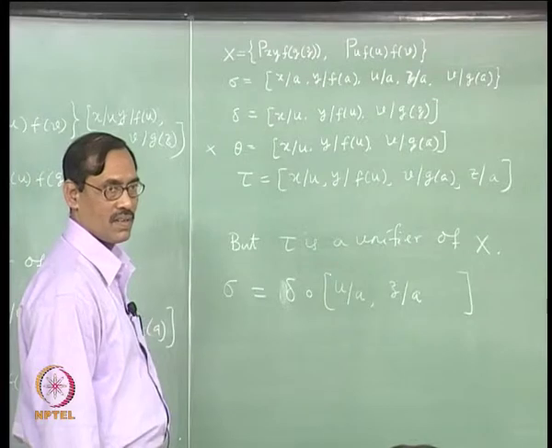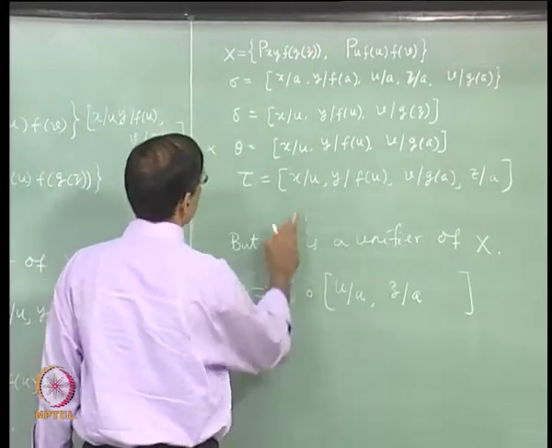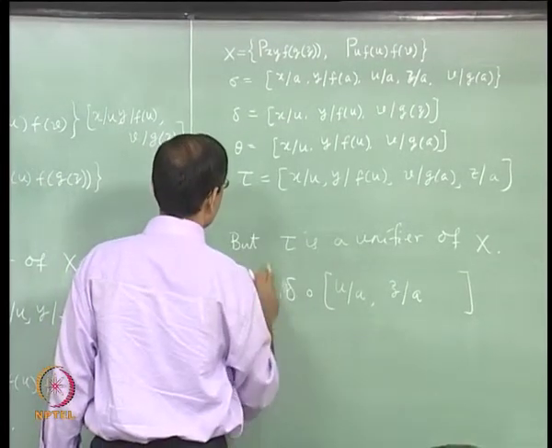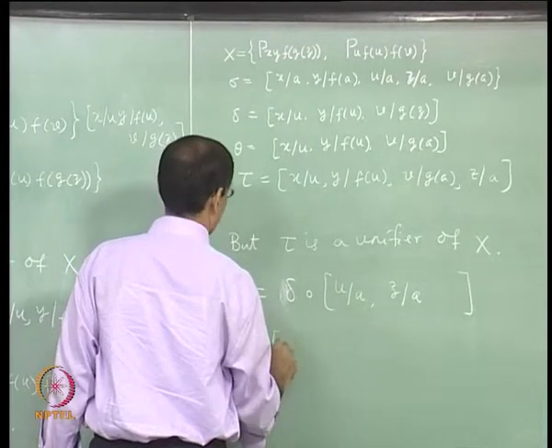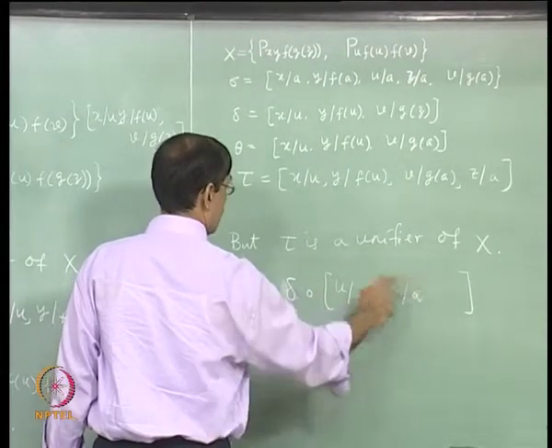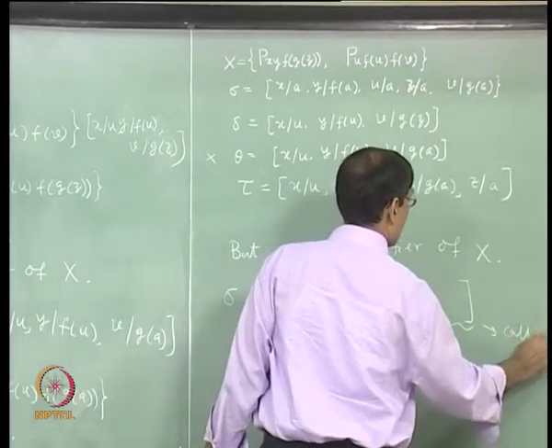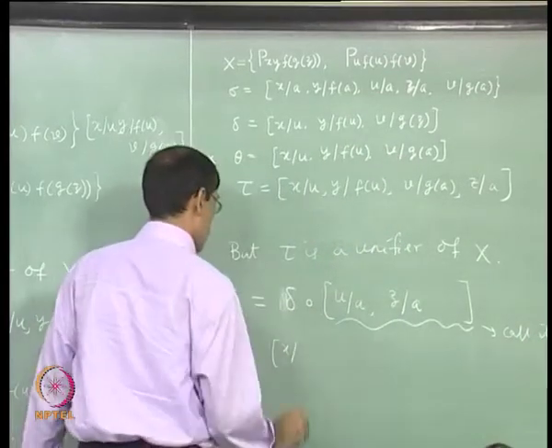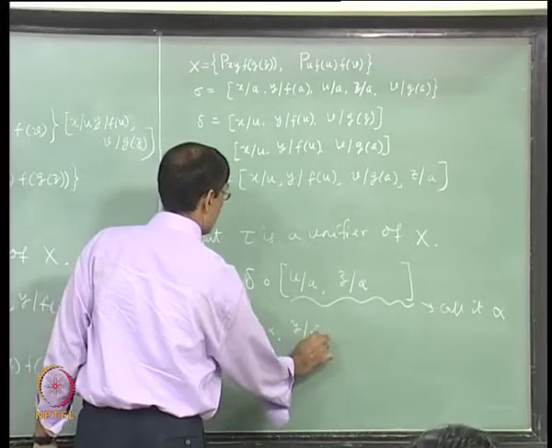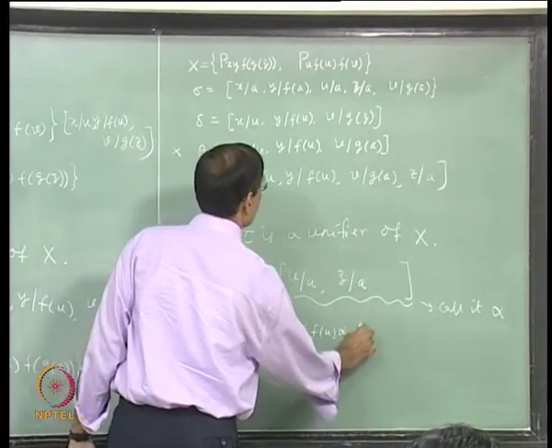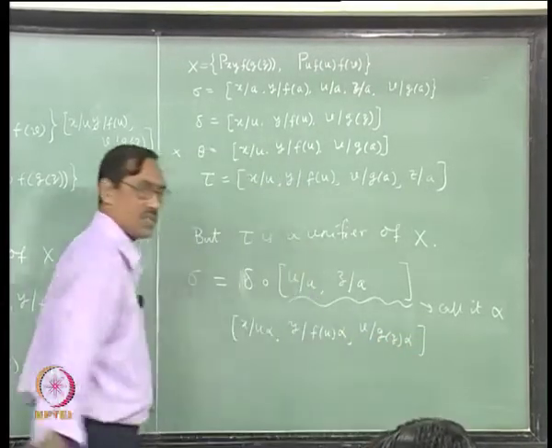That should. Let us find out whether it is that or not. So, now with delta, first I have to take delta and update it. So, from delta I would get x by u and this, call it something, call it alpha. So, now x by u alpha, y by f of u alpha, v by g of z alpha. I must consider this set first.